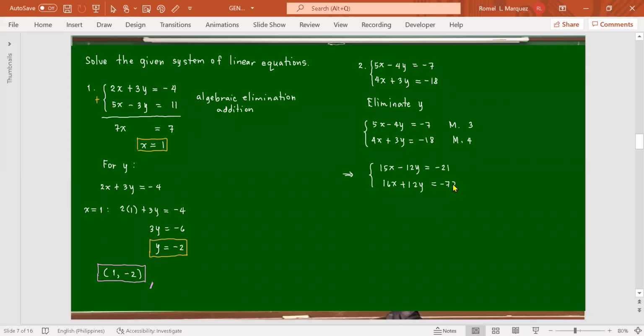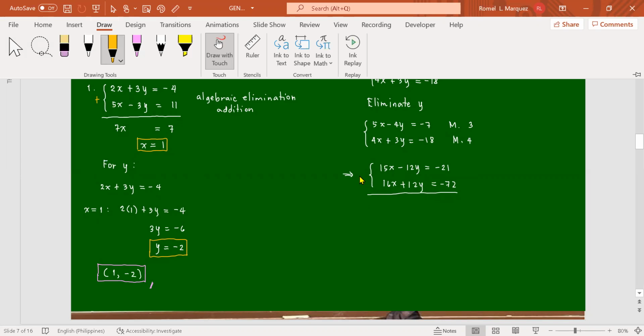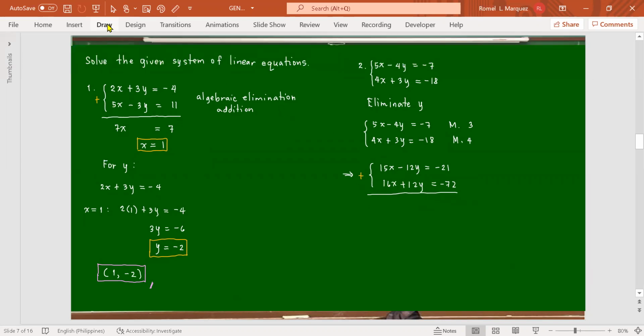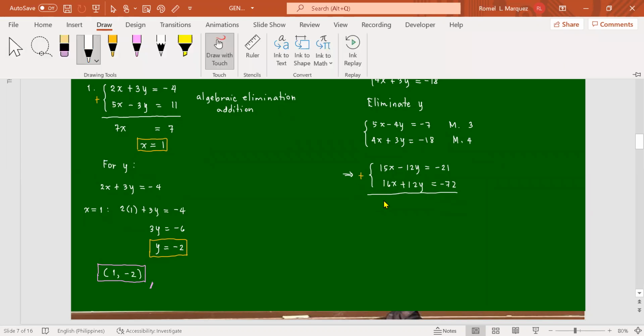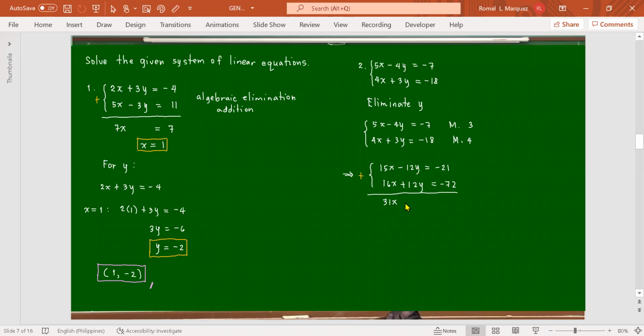Okay. So after that, we are now going to add or subtract? Add. What's the sum for the first column? 31x. And then the second one is 0. It's equal to 93. What is x? Positive 3. Okay?